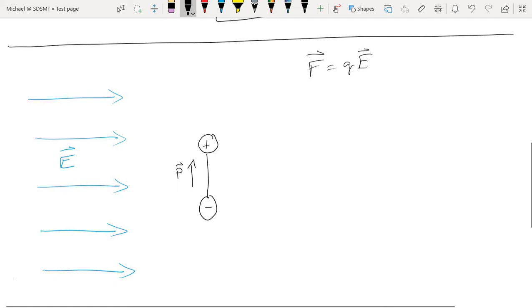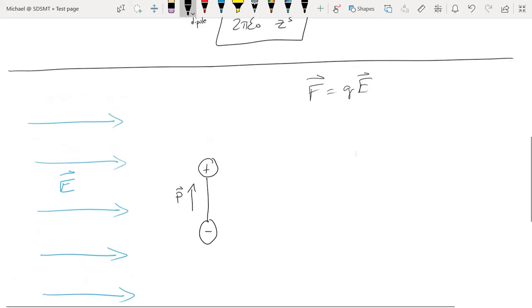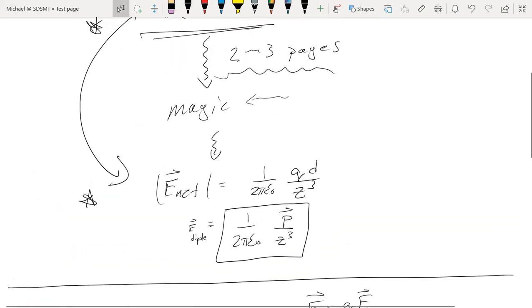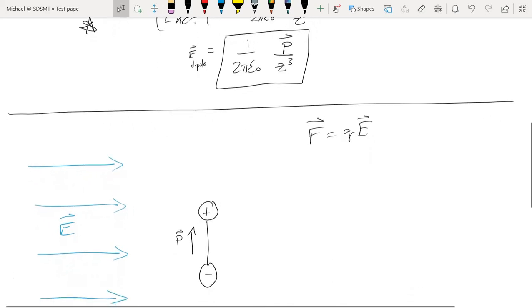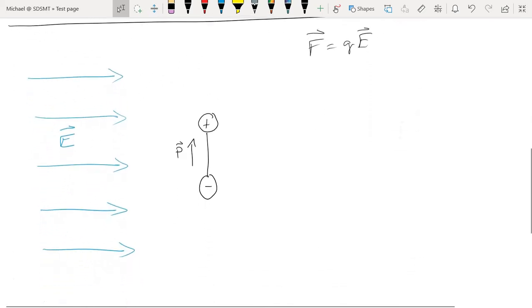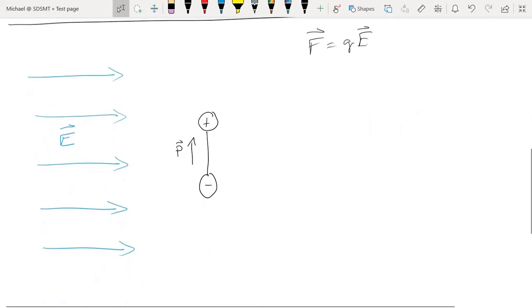For this discussion, please note that the electric field we're talking about is an electric field that is coming from some outside source. It is not coming from the dipole itself. Up here we were talking about the electric field that a dipole could produce, but now we're talking about what's going to happen to this dipole if it's affected by an outside electric field.